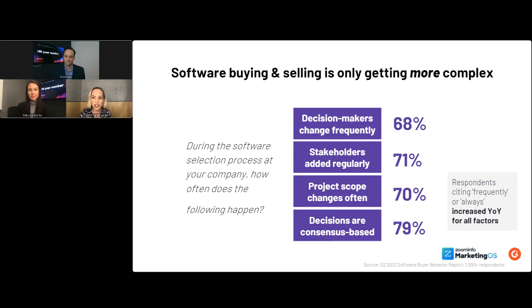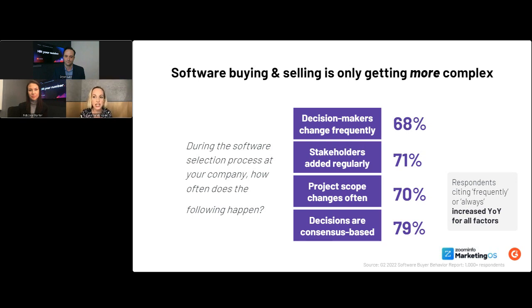The decision maker is changing 68% of the time. Stakeholders are added 71% of the time. Project scope changes often. So I thought I needed this piece of software, but as I learn, I really need this. And decisions are consensus based. So if you're struggling to figure out who should I be talking to, it's not just about the complexity of marketing and sales. It's a complexity of buying software.